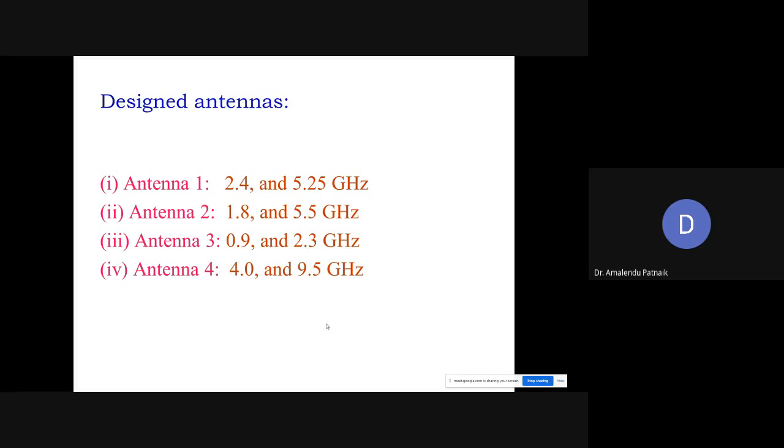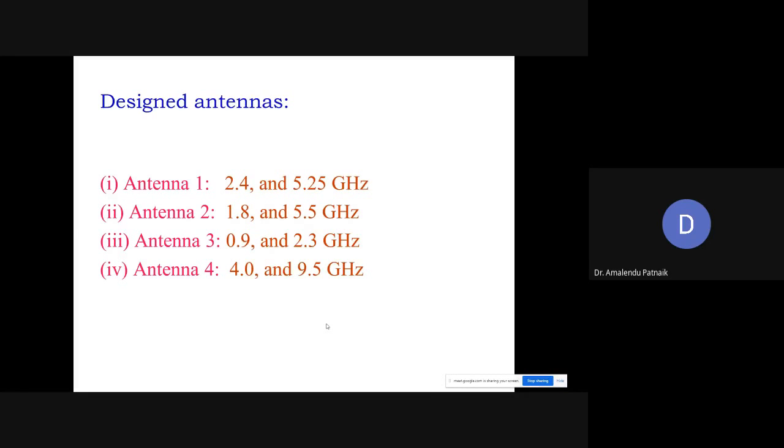So using this method, we have designed a number of typical antennas working at different frequencies. These are a few of the results, a few dual band antennas that we designed out of this for this Koch monopole antenna. For example, the first one, antenna 1, will work at 2.4 and 5.25 gigahertz.